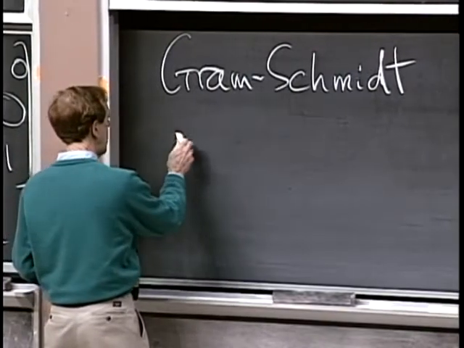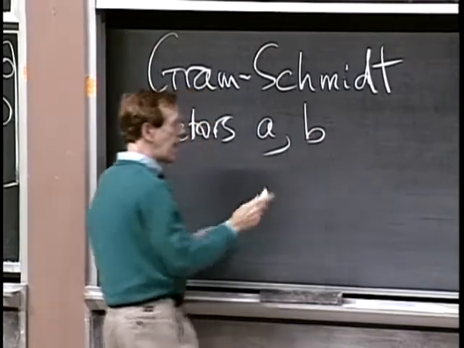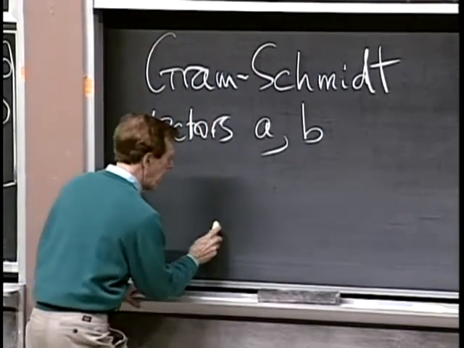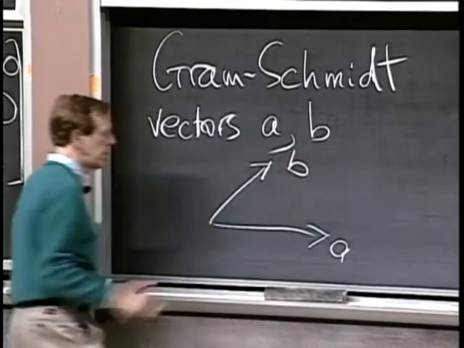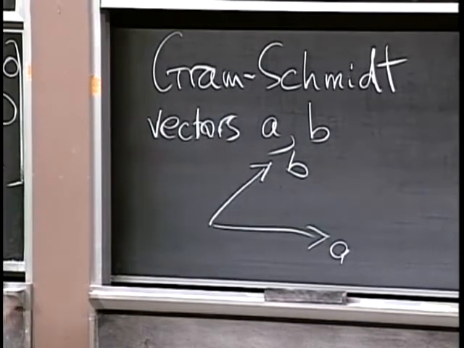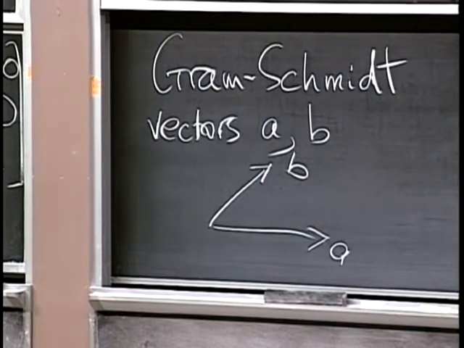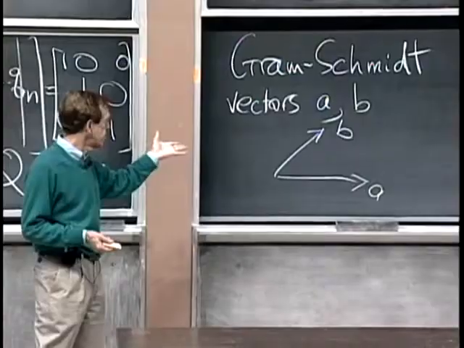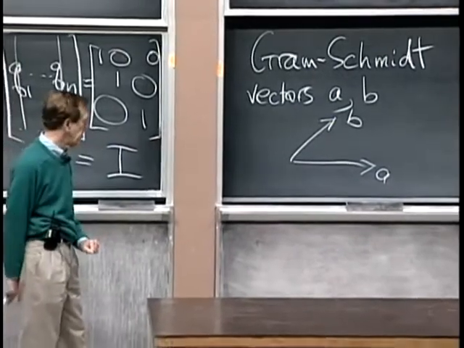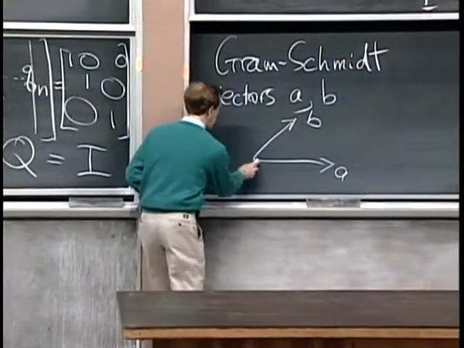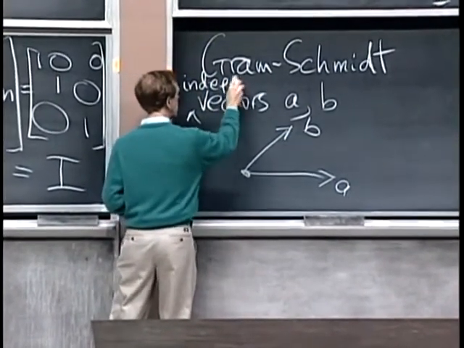So let me start with two columns. I start with vectors A and B. Let me draw them. Here's A. Here's B. A isn't specially horizontal, it wasn't meant to be. A is one vector, B is another. They might be in 12-dimensional space, or they might be in 2-dimensional space. They're independent anyway. So I better be sure I say that. I start with independent vectors.